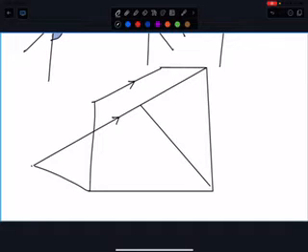Normally, they should be given. You should see them, these arrows. And then they say, this degree is 32. Find that angle.